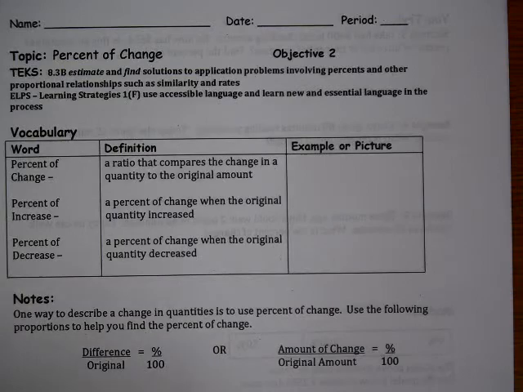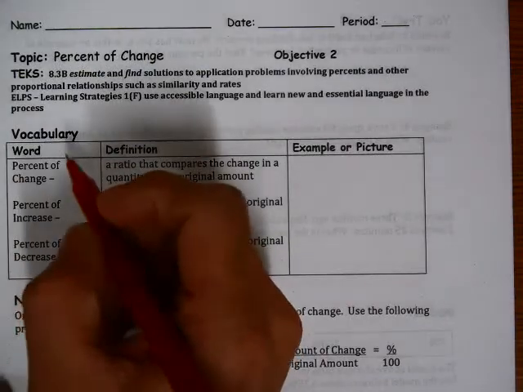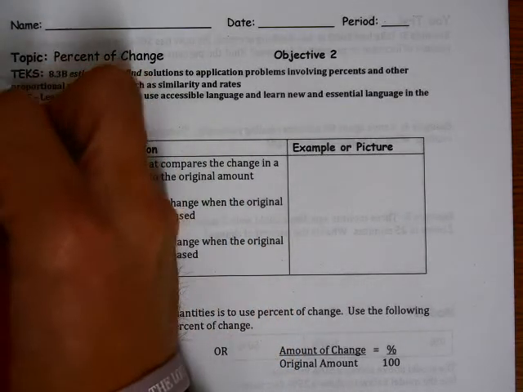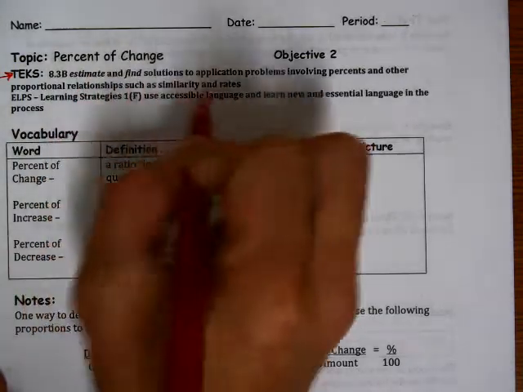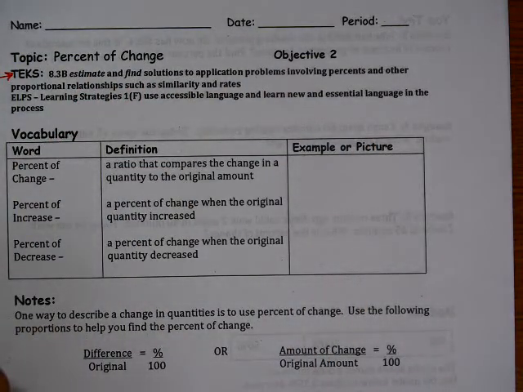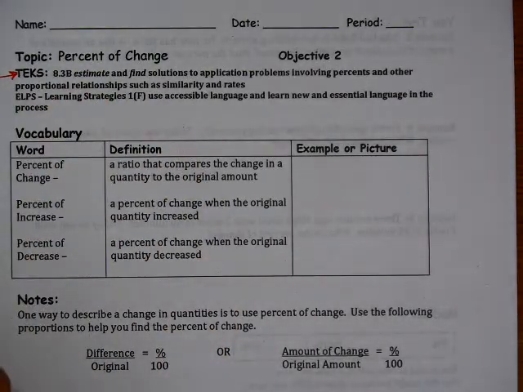Get out your notes page. Again, percent of change is what we're doing. So when we talk about a percent of change, if you look at the TEKS that's written for this, it is what we go by. It says that we're estimating and finding solutions to application problems involving percents and other proportional relationships such as similarity and rates, which is what we've really been doing for not only the week before we left for break, but this last week that we just had with all the percent stuff we were doing.